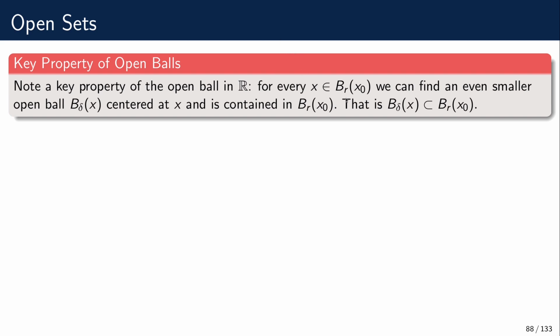And so let's see what the key properties of those open balls in R are, but in fact they hold for any metric space. What we see here is that for every point x in this open ball, which is in fact just an open interval, we can find an even smaller open ball that is centered at x and is contained in this original ball. That is, if we say this is radius delta, then the ball around x with radius delta is contained in this ball. So let us first prove this.